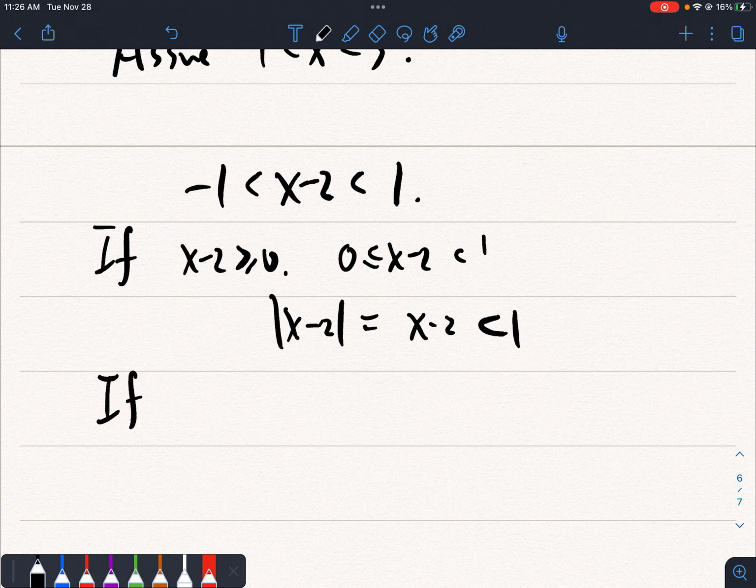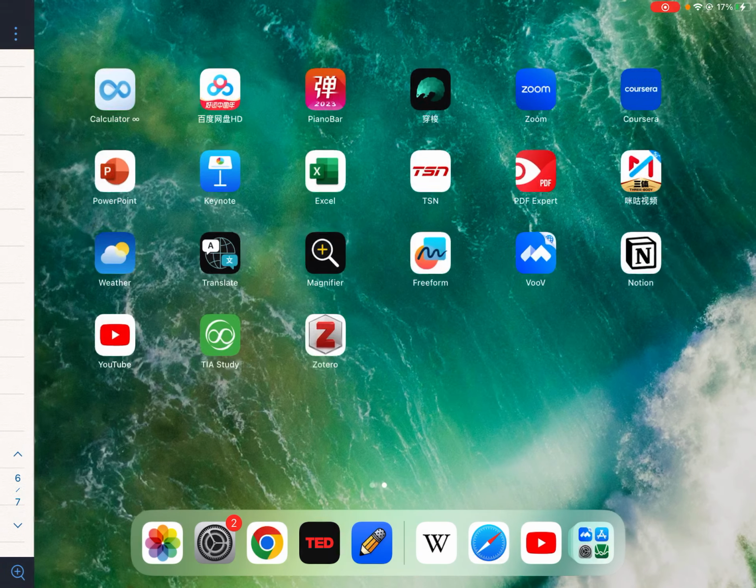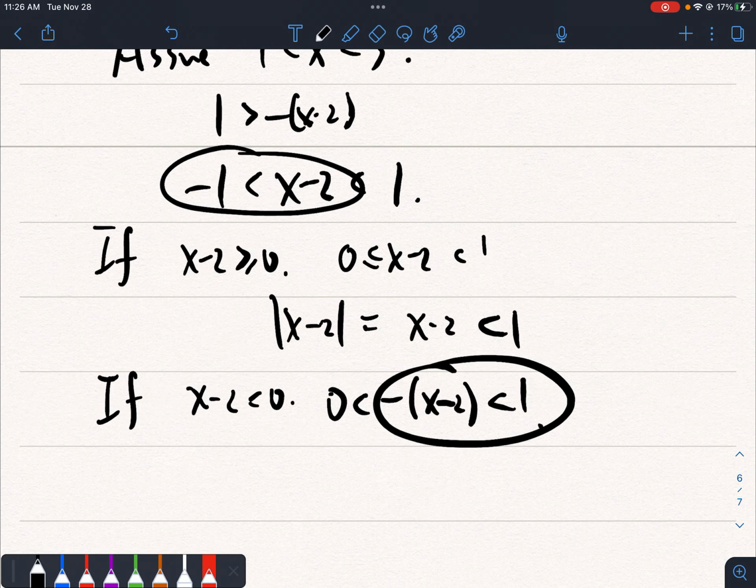And then on the other hand, if this is less than 0, then the negative of x minus 2 will be from 0 to 1, because x minus 2 is bigger than negative 1. If we take the negative of both sides, we have to switch the sign. So minus (x minus 2) is going to be less than 1. So here, this is less than 1. Okay, so, sorry.